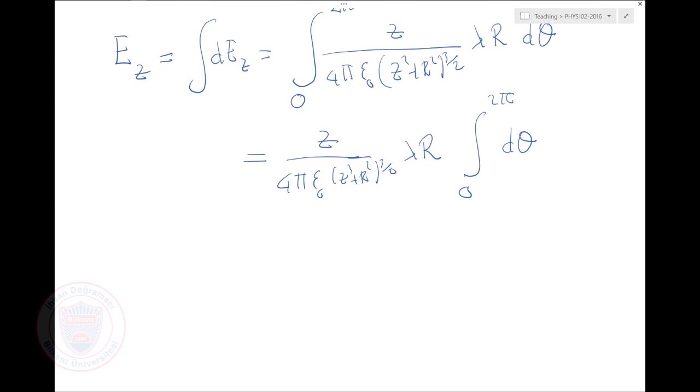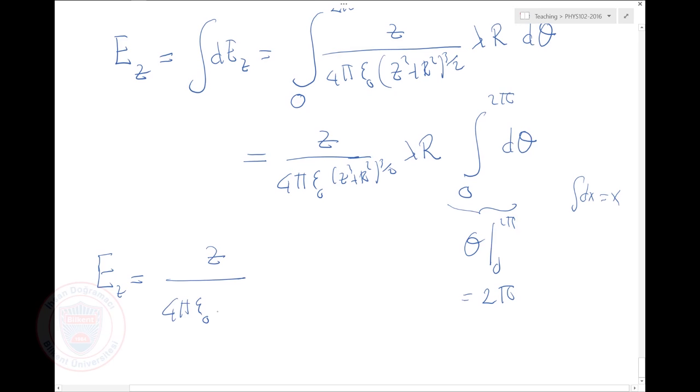What's the integral from 0 to 2 pi of d theta? What's the integral of dx? It's x, right? So this is going to be theta at 0 and 2 pi, which is just 2 pi. So apparently, the electric field on the axis is z divided by 4 pi epsilon 0 (z square plus r square) to the 3 halves, times lambda times r times 2 pi.